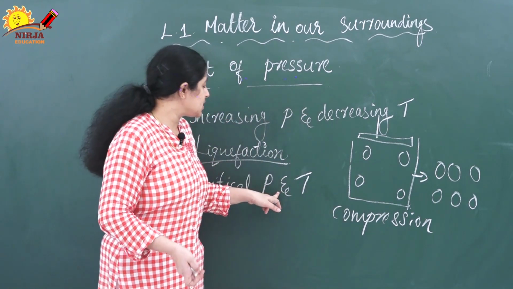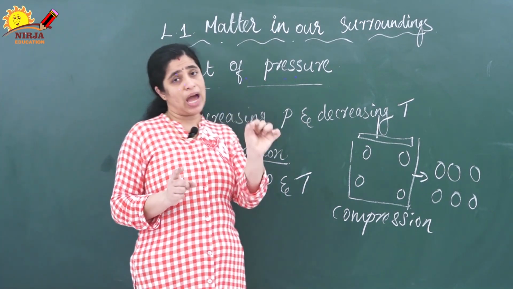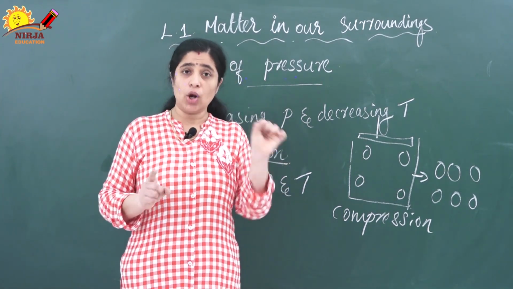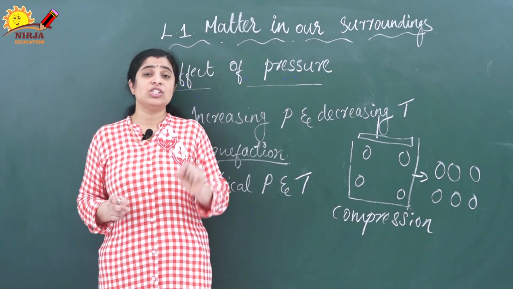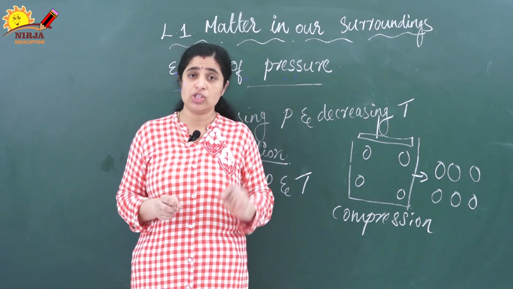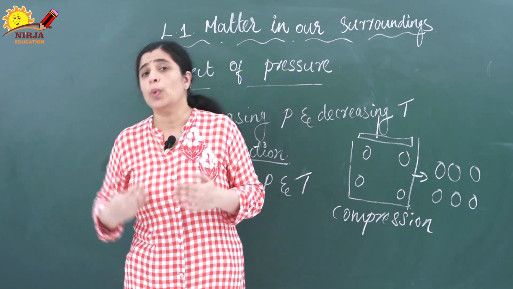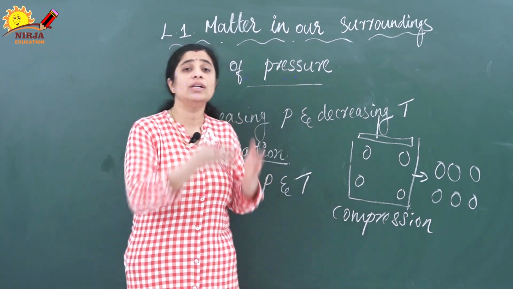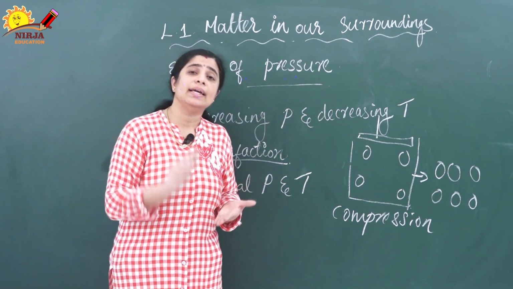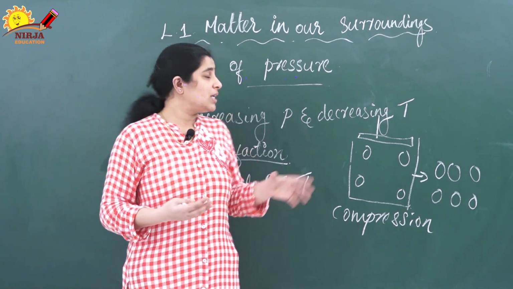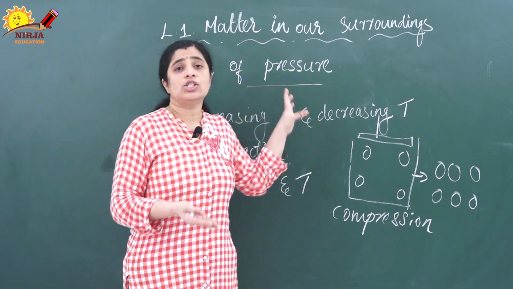The next one is critical temperature. What is critical temperature? I already told you that you have to lower the temperature, then only you can convert a gas to a liquid. So critical temperature is the maximum temperature at which you can convert a gas to a liquid state. Above it, if you are applying pressure also, you can't convert a gas to a liquid. So these are the effects of pressure on the interconversion of states of matter.